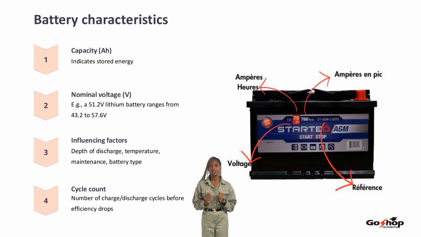Influencing factors: depth of discharge. The deeper the discharge, the faster the wear. Temperature, battery type, maintenance, number of cycles. How many times it can be charged and discharged before major capacity loss. 1 cycle: full charge plus full discharge.